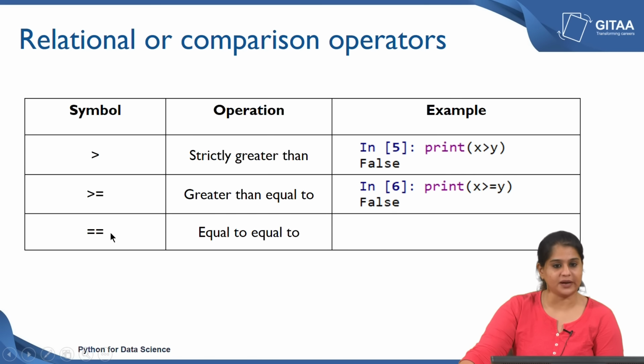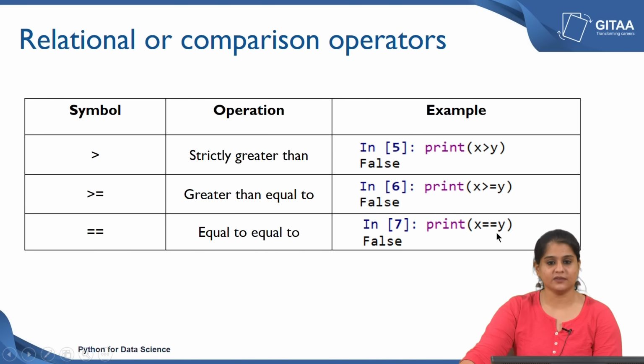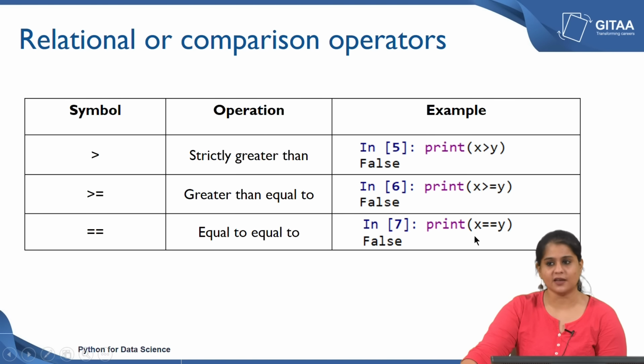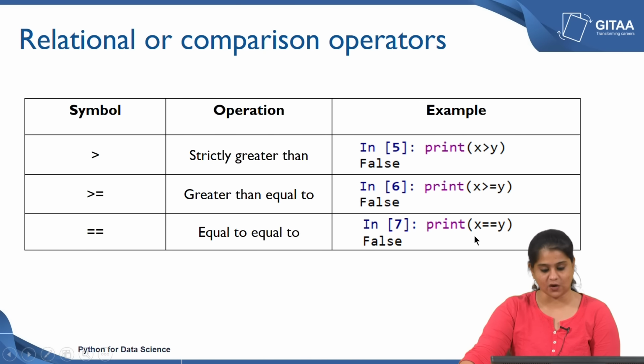It is denoted by a double equal to symbol. And what do we really check when we give double equal to? We check if the left hand side operand is exactly equal to the right hand side operand. In this case, the value of x and y are 5 and 7 respectively, and I am checking if 5 is exactly equal to 7 or not. No, it is not, and hence the output is false.